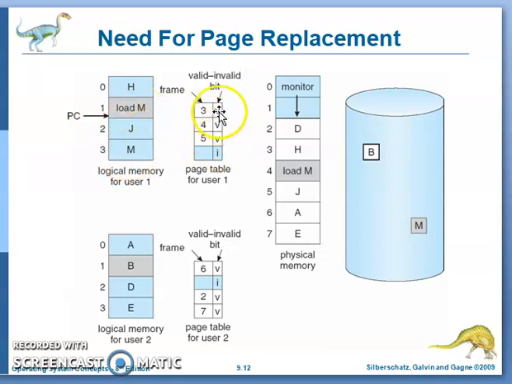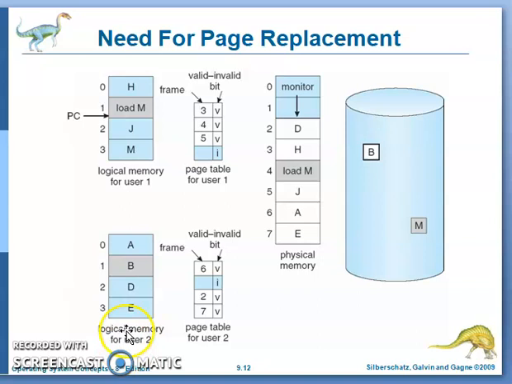Here the three V's indicate that page 0, H, is at frame 3. Page 1, load M, is at frame 4. The third V means page 2, that is J, is at frame 5. The I indicates page 3 is not available here. The previous M is not available here. This is the load M, the modified M.